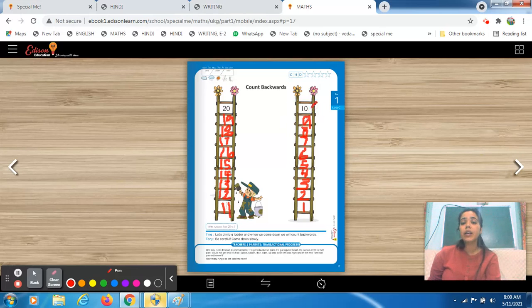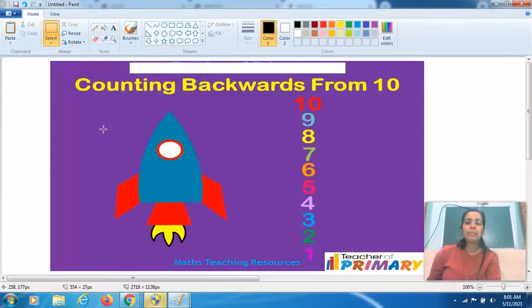In the next ladder, he is on the top on number 10. He has to go downward on the first ladder, right? First rung, sorry. So he has to go downward, so that's why he counts backward. So he's on number 10. So what comes before? 9, 8, 7, 6, 5, 4, 3, 2, 1. So this is your backward counting. You have to do practice of your backward counting. Okay, let me show you.